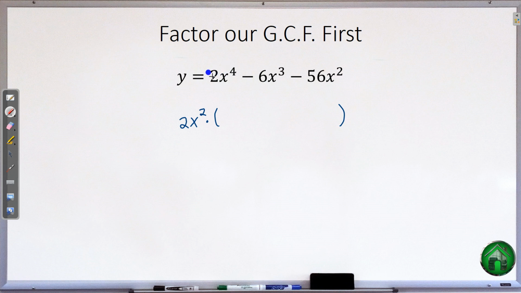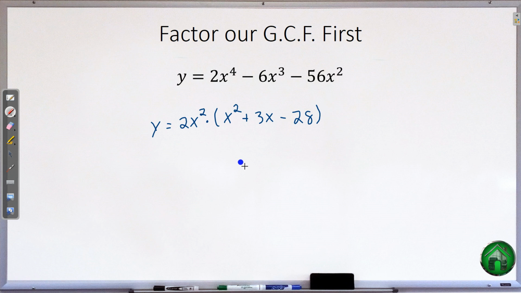If I take a 2x squared out of this one, we are left with x squared. If I take a 2x squared out of this one, we will be left with a 3x. And if I take a 2x squared out of this one, 56 divided by 2 is 28, and if we take away the x squared, there are no more x's left. So we started factoring that. It's already looking a little bit better. We have some multiplication, we have parentheses.